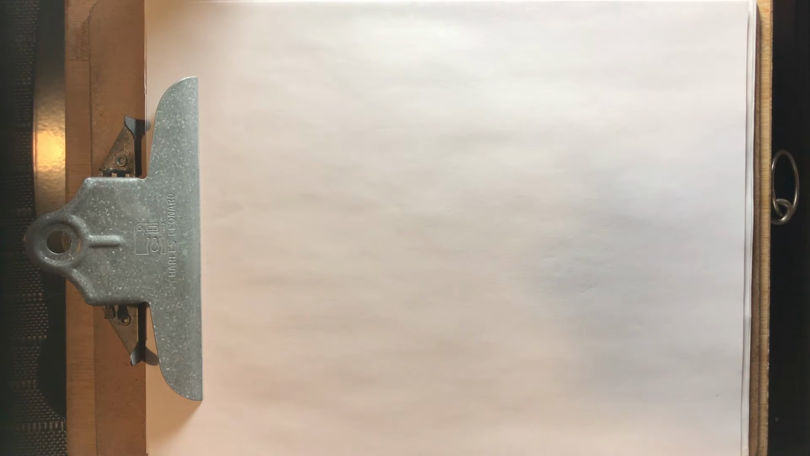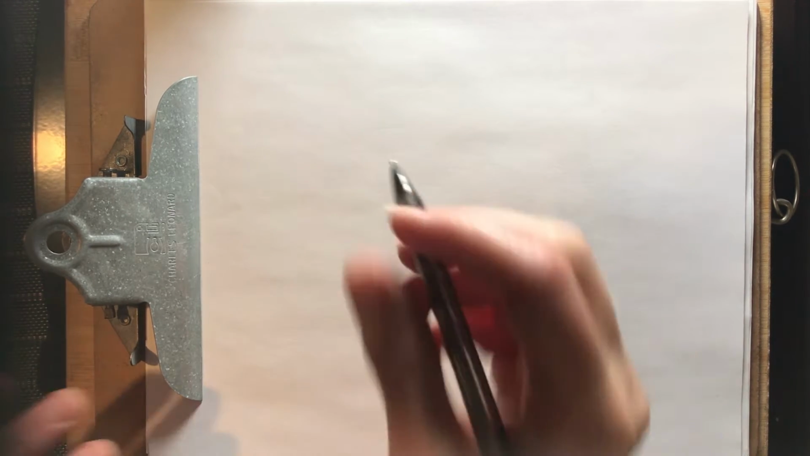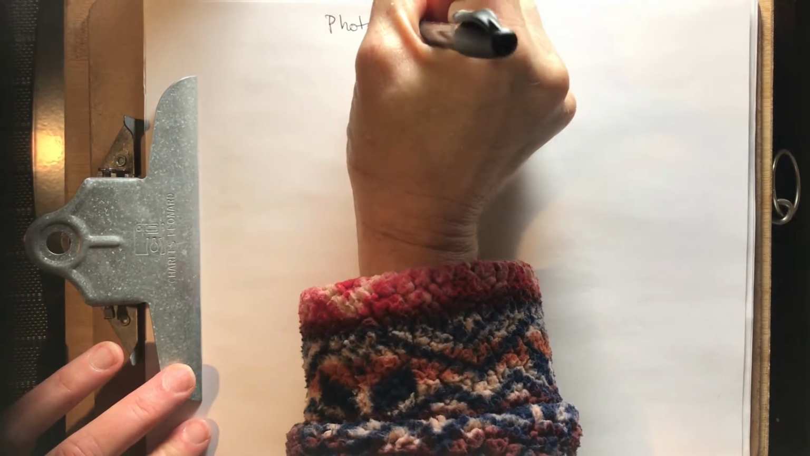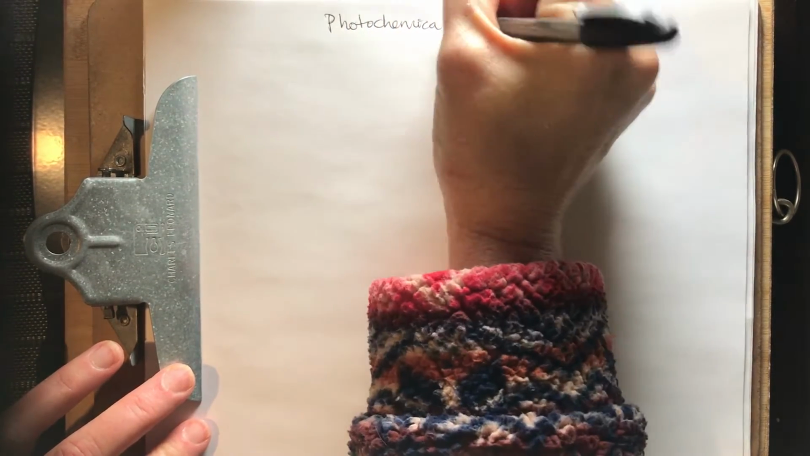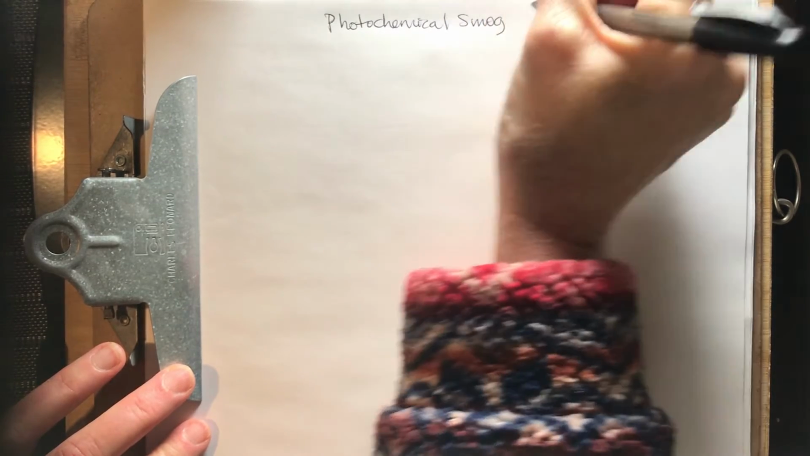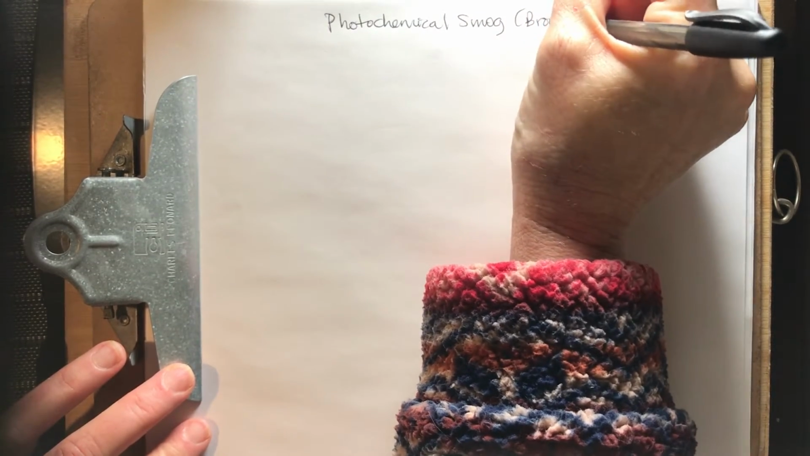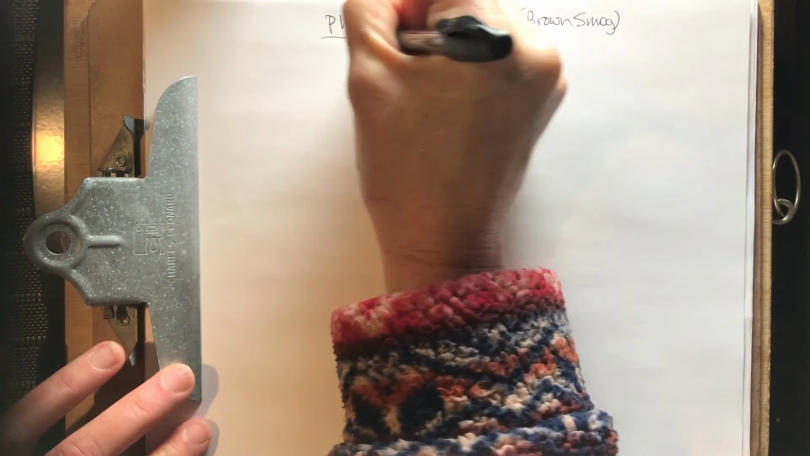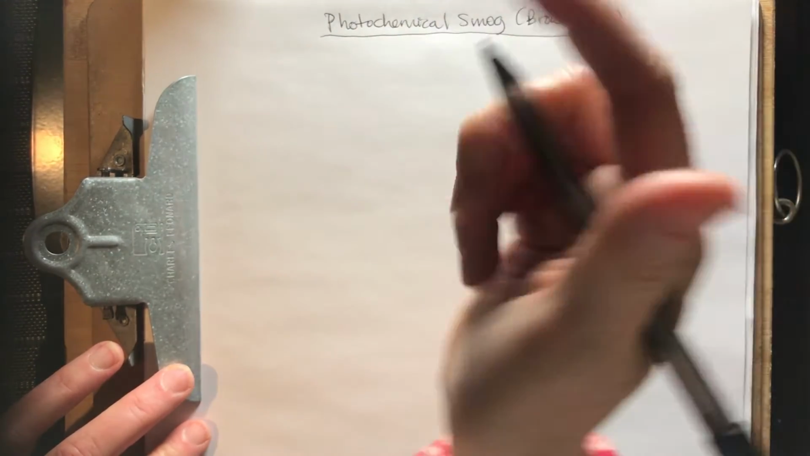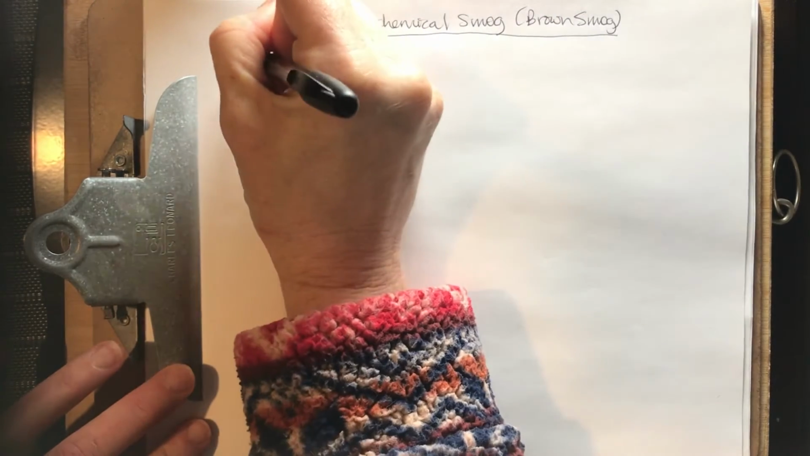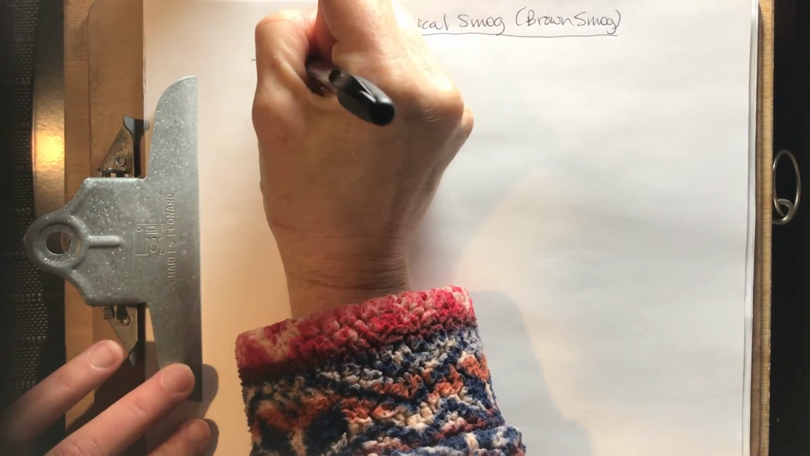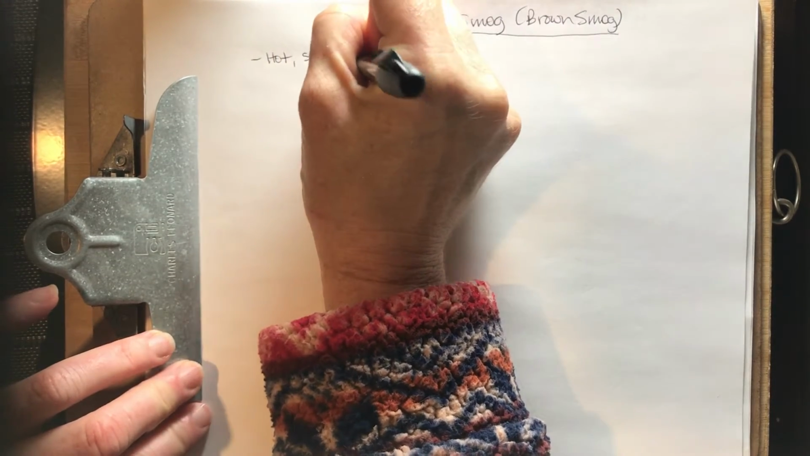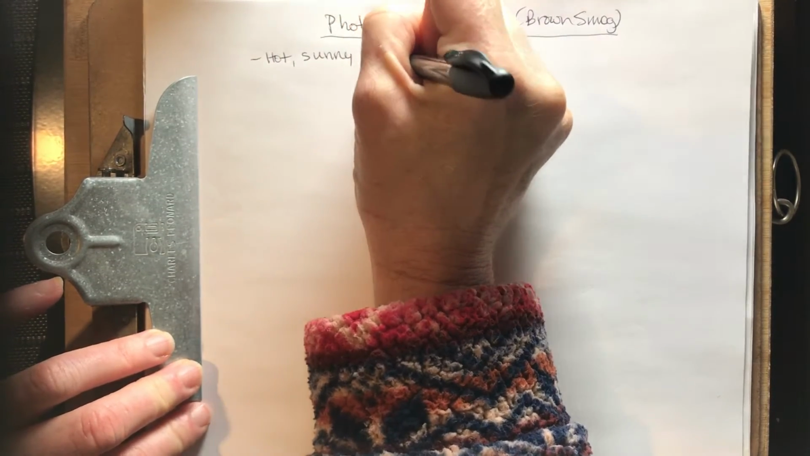All right, our next sketch note is going to be about photochemical smog, also known as brown smog. And you can tell from the name that light is going to play a role in this chemical reaction. And this tends to take place in locations that are hot and sunny and pretty windless.